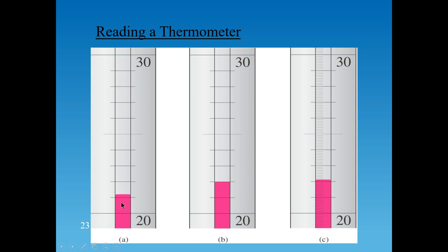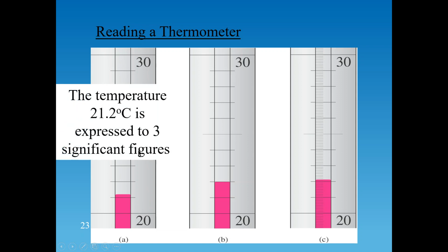You'll notice that the mercury here is just above the 21 degree mark. So we are certain that this is 21 point something, right? What we are not certain about is the digit that comes immediately after the decimal point. We're certain about the 2 and the 1, which makes up the 21, but not about the digit that follows the 1. In this case, it turns out that the actual answer is 21.2, right?